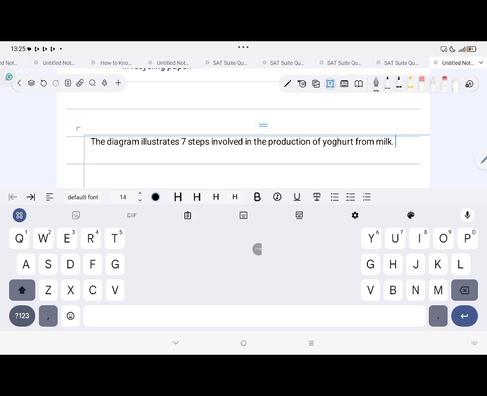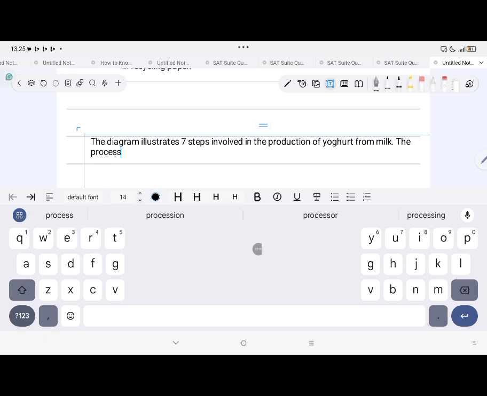Remember what I said? You want to mention the beginning and the end. So you can say the process begins with the heating of milk and ends with the packaging and distribution of the finished yogurt.